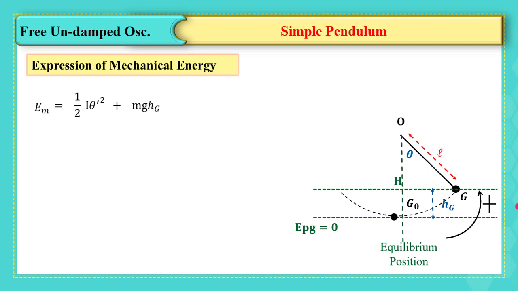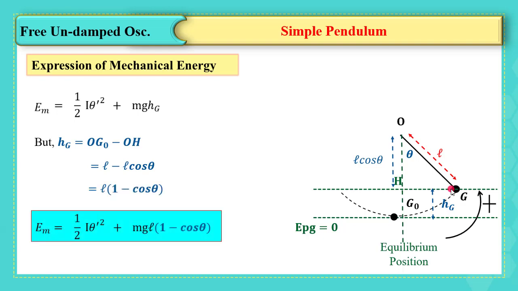At a given instant, G is above the reference by a height hG, where it is OG0, which is L, minus OH, and OH equals L cosine theta, taking into consideration the following triangle OHG. Then hG equals L into 1 minus cosine theta. So the gravitational potential energy can be written as m g L into 1 minus cosine theta, and finally the mechanical energy is half I theta prime squared plus m g L into 1 minus cosine theta.